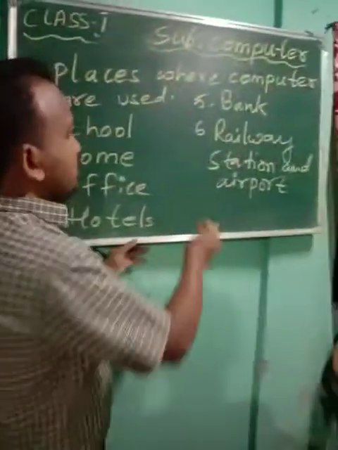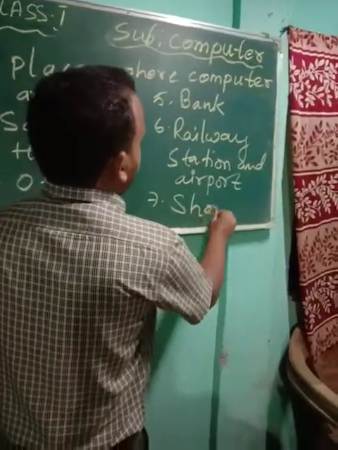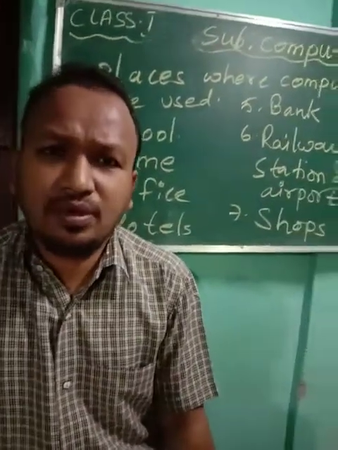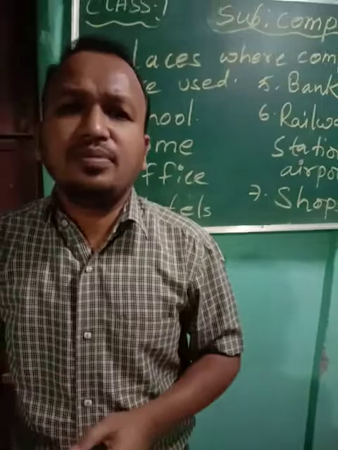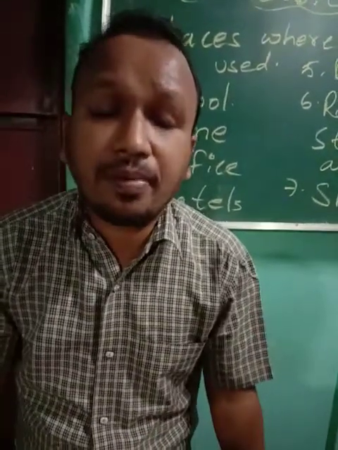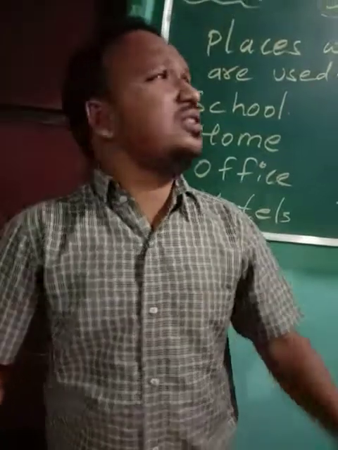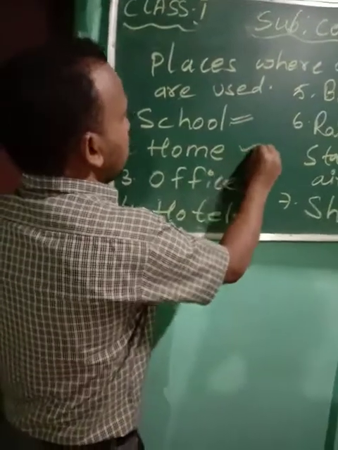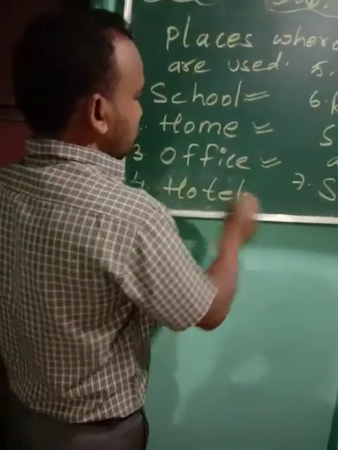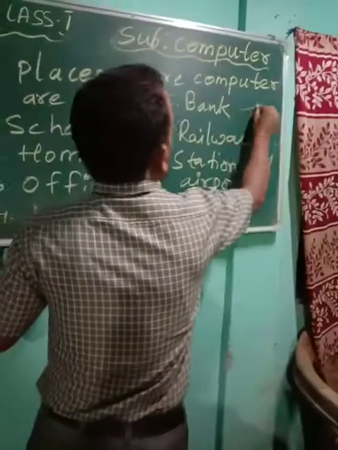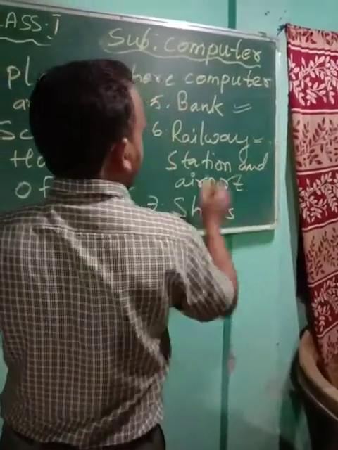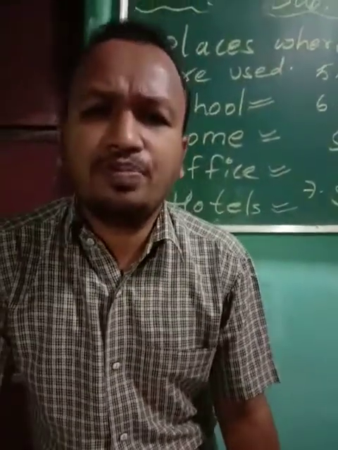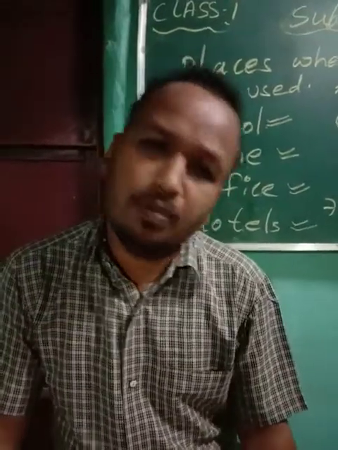Children, the last is the shop. In different shops also, when you go shopping and your parents pay the bill, that bill is also prepared on a computer. So you see, everywhere. Once more I am telling: computers are used in school, in homes, in offices, in hotels, in banks, in railway stations and airports, and in shops. Today, wherever we go, no work is done without a computer.